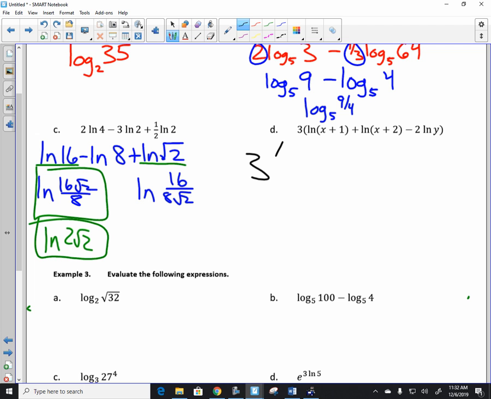Next one, 3 times the natural log of. I'm going to see if we can actually see this and put it all together. It's not that bad. Don't think negative thoughts. Think happy thoughts. What's going to be in the numerator? X plus 1 times x plus 2. What's going to be in the denominator? Y squared.